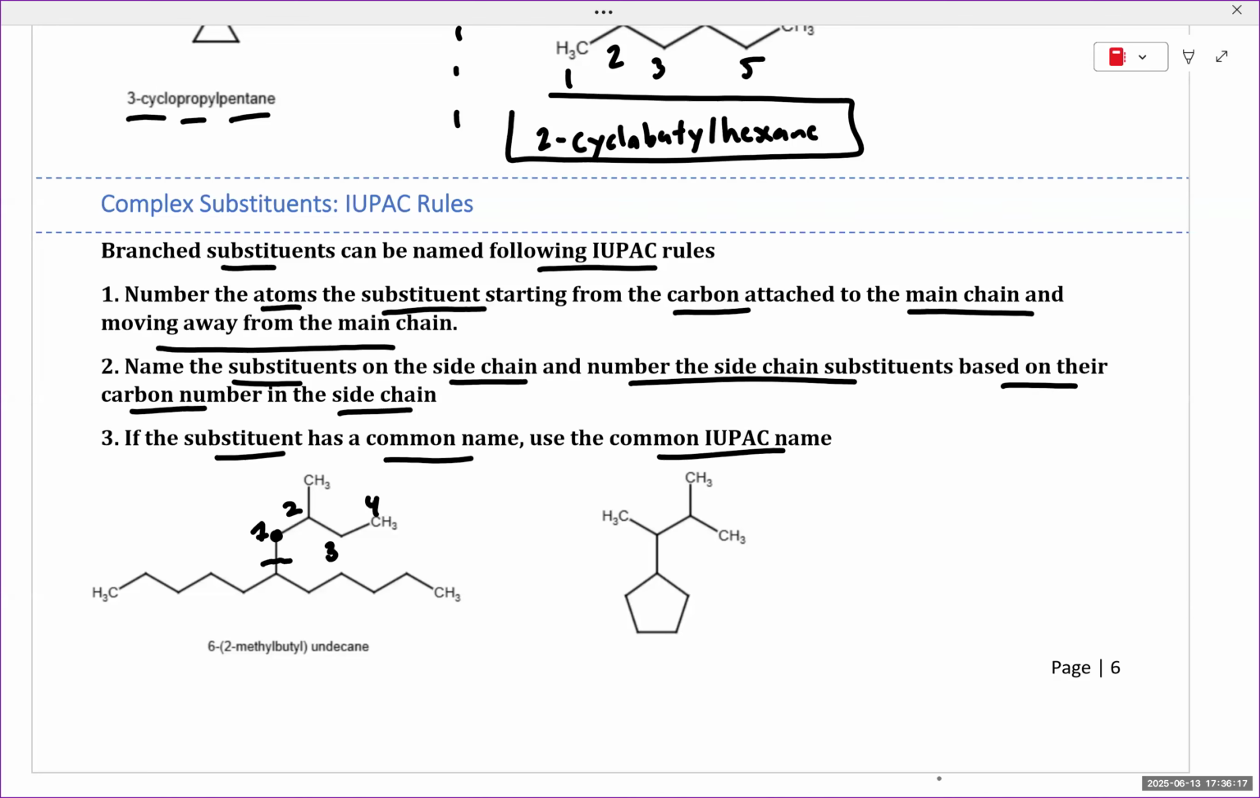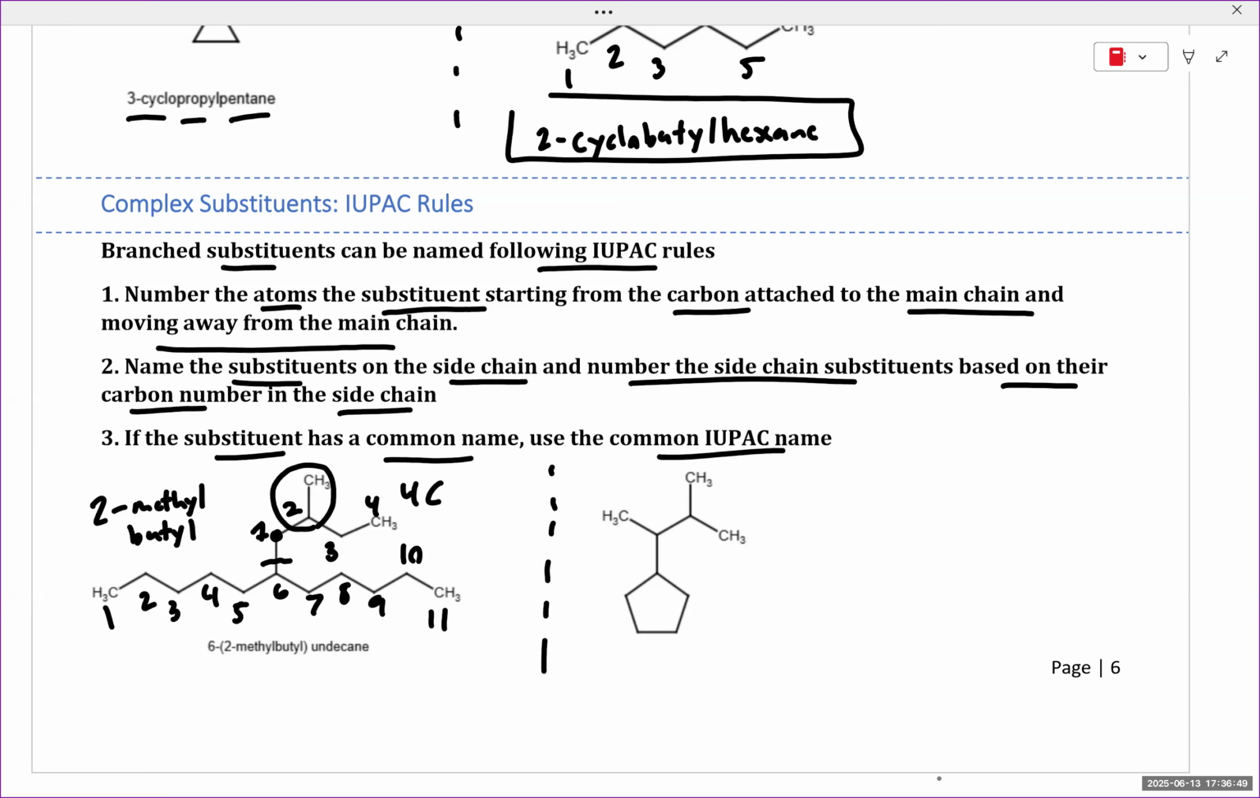For example, in this case, this side chain here would be a 2-methylbutyl side chain. 2-methyl because the methyl group's at the 2 position on the side chain, butyl because it's a 4-carbon side chain. So overall, this would be 6 because this side chain's at position 6 on the main chain, 2-methylbutyl undecane.